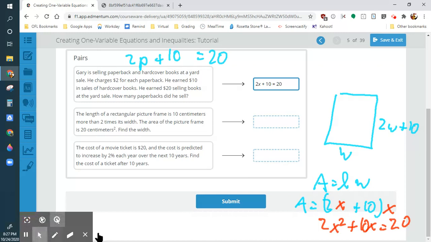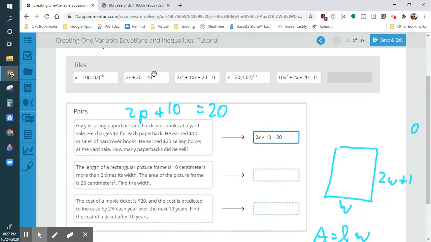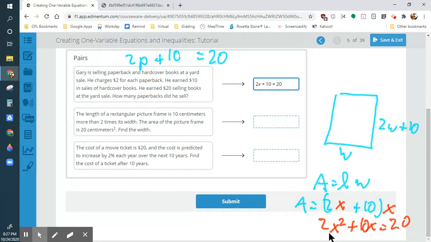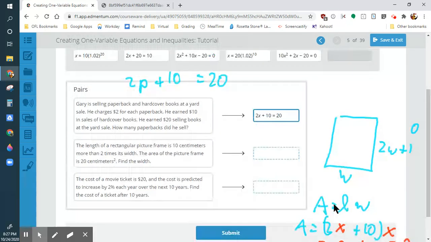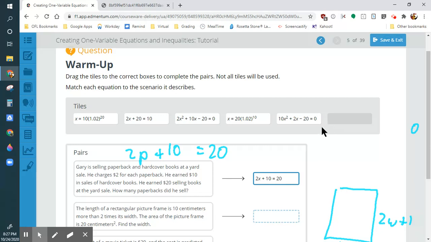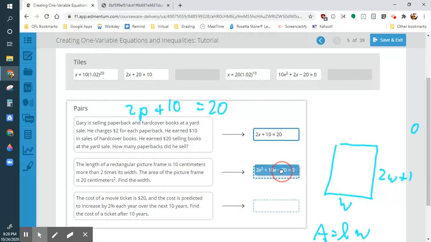So let's take a look at our options here. We said it was 2x squared plus 10x. Notice how it's equal? The closest thing we have similar to that is this option right here, where instead of making it equal to 20, they're just moving it over. They're just making it easier to factor later.